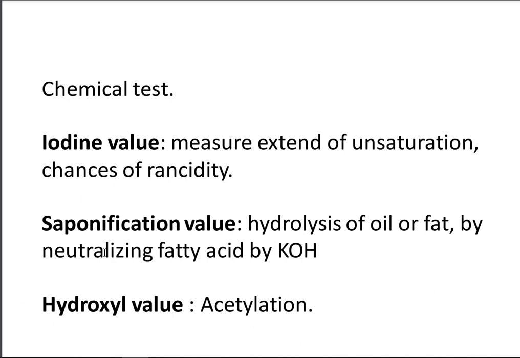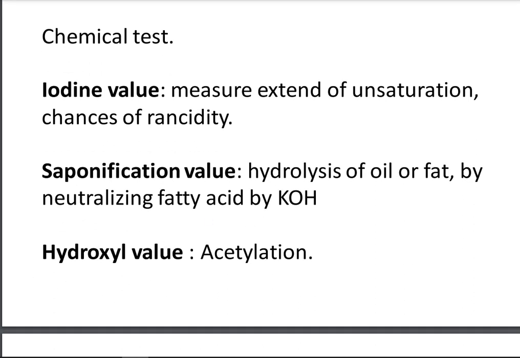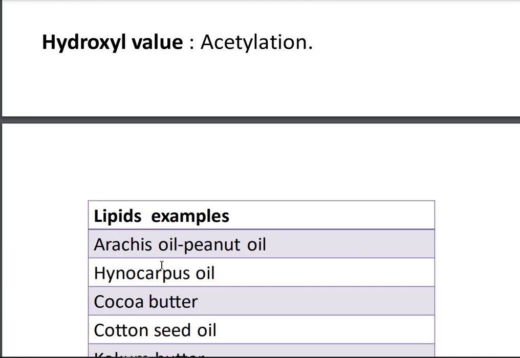What is acid value? It is the number of hydroxyl ions required to neutralize 1 gram of fat or oil present. Iodine value is the measure of unsaturated bonds present in the chemical structure, and it indicates chances of rancidity. Saponification value is the hydrolysis of oil or fat by neutralizing fatty acid with KOH. Hydroxyl value is acetylation.